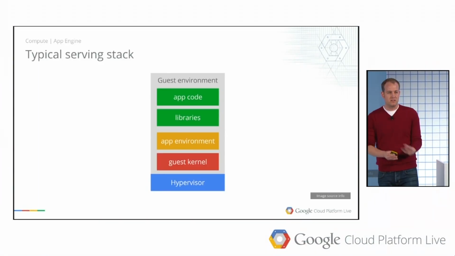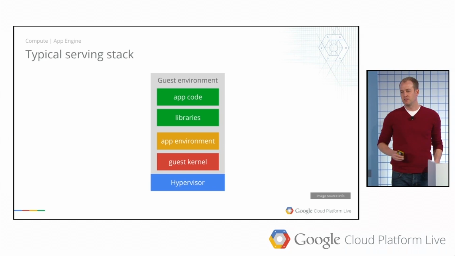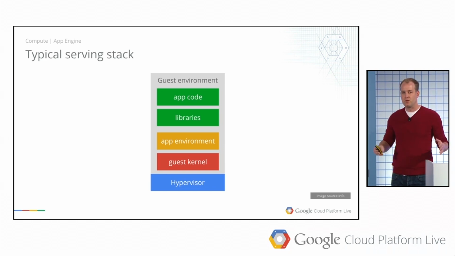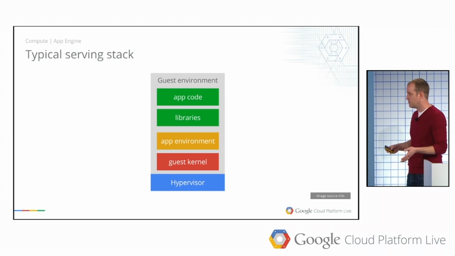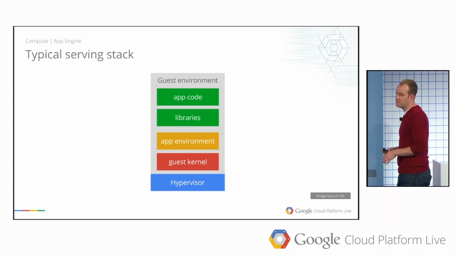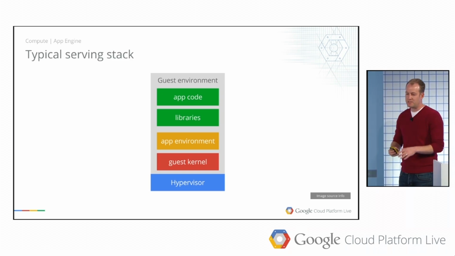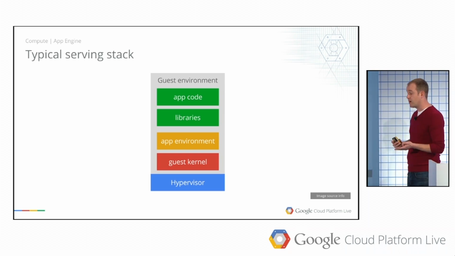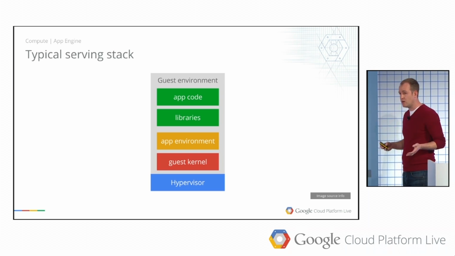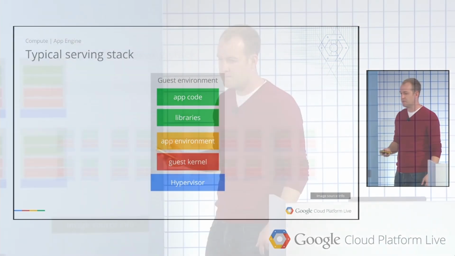So the first product I want to talk about is App Engine. And this will be just a general overview of what App Engine is and how you can use it inside your application. So this is a pretty typical example of a serving stack. You have your app code, you have your libraries, you have an app environment, which is typically a language runtime, an application stack, and a web server. And then you're running on top of a kernel, which is all hosted inside of a hypervisor VM.